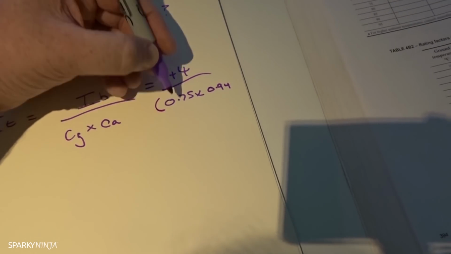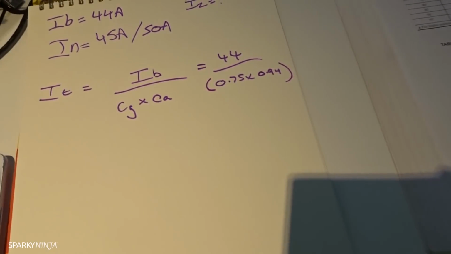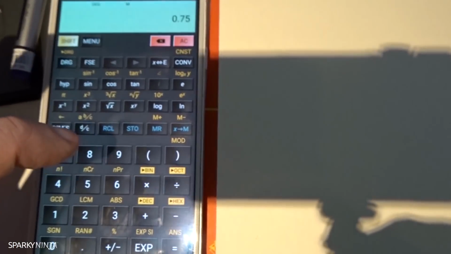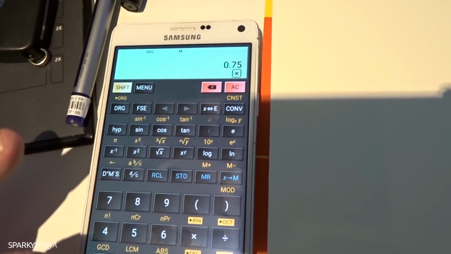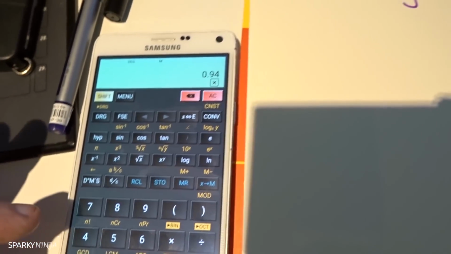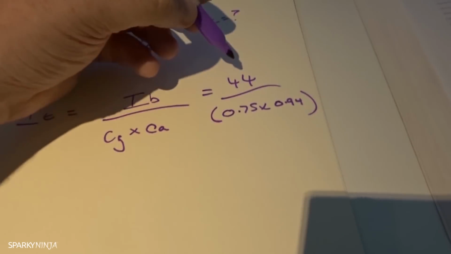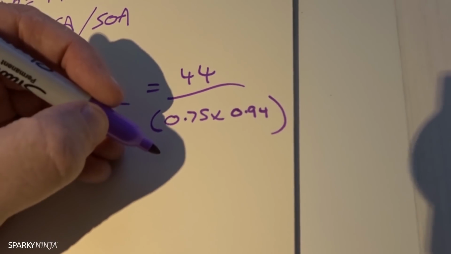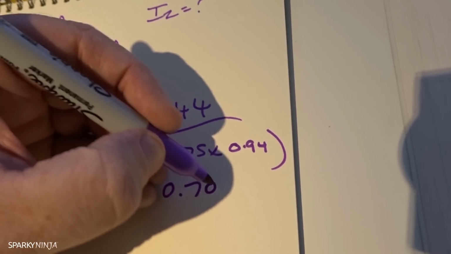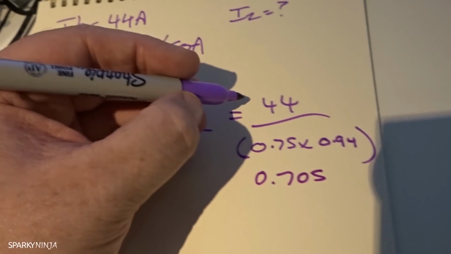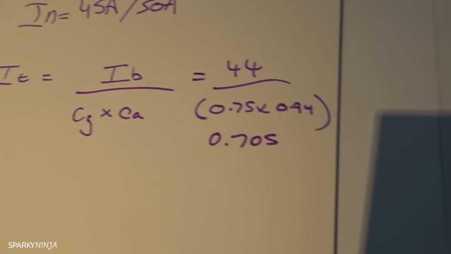So we multiply these together, which gives us, we can either work it out with brackets if you wanted to, depending on how good you are with your calculator. But just in case you're not very good, that's the new factor there, 0.705. So you can see multiplying the two factors creates a new lower factor. So that's the new factor, 44 over 0.705.